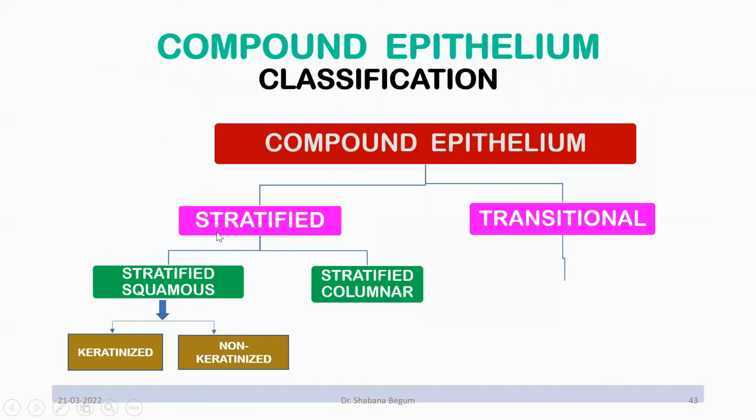Now we are going to shift to the compound epithelium. Compound epithelium, we have already discussed. We have two varieties. One is the stratified, the other is the transitional epithelium. Stratified epithelium is of two types. One is the stratified squamous, the other stratified columnar. Stratified squamous epithelium is important. Over here we have to know the keratinized and the non-keratinized varieties.